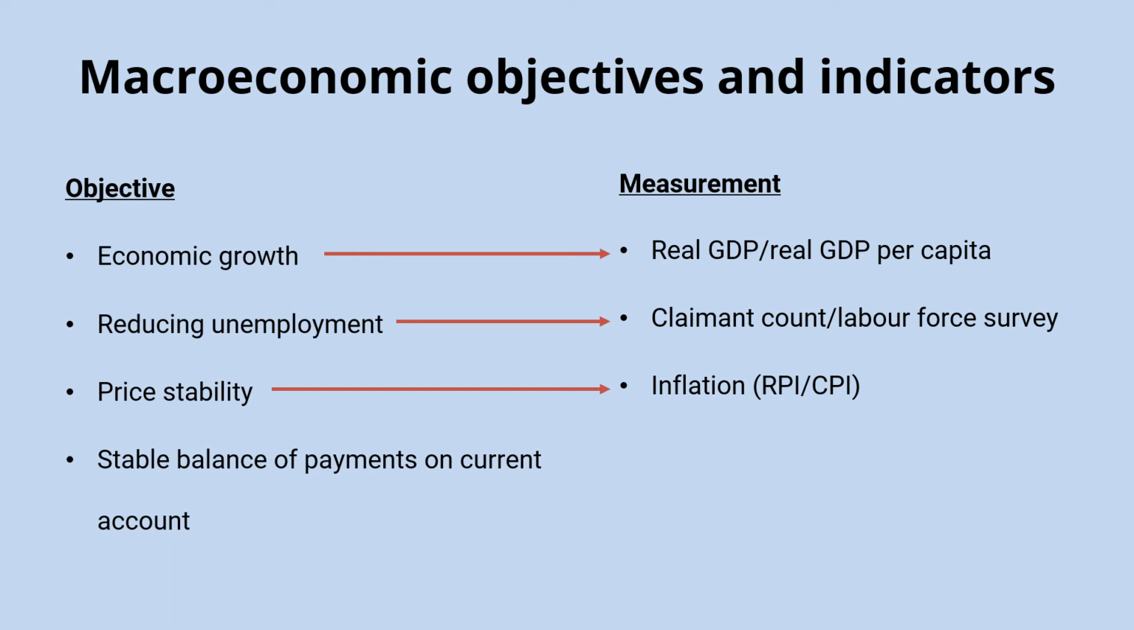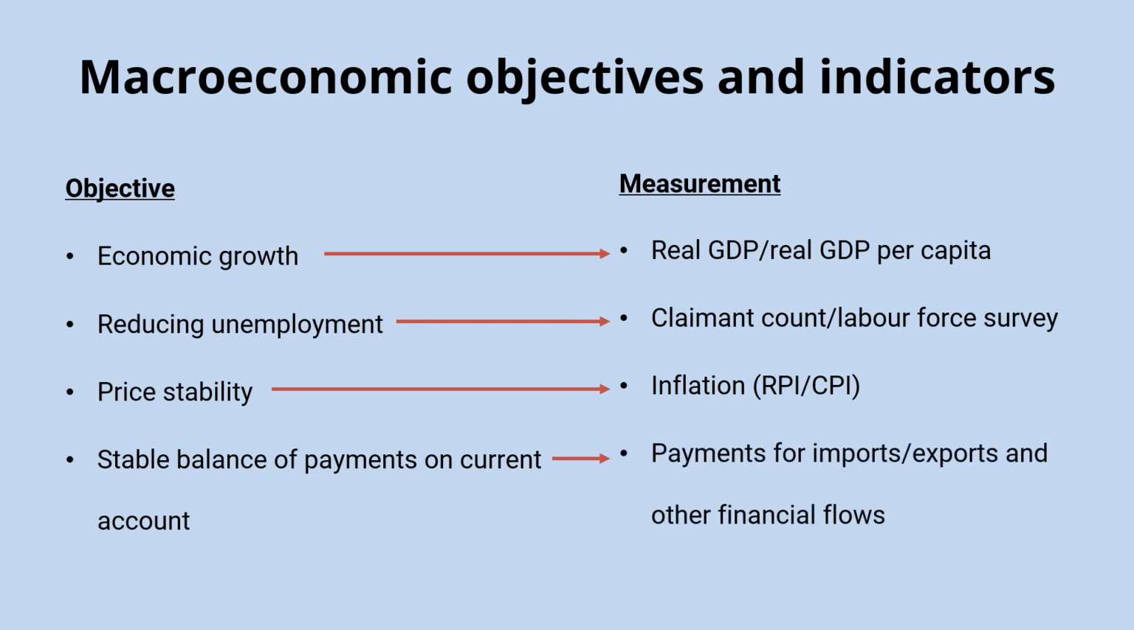And then finally, we've got stability in the balance of payments on current account. So we may look to try and avoid persistent and large surpluses or deficits in the current account of the balance of payments, which basically records financial flows into and out of a country. And most significantly, that will cover payments for imports and exports.